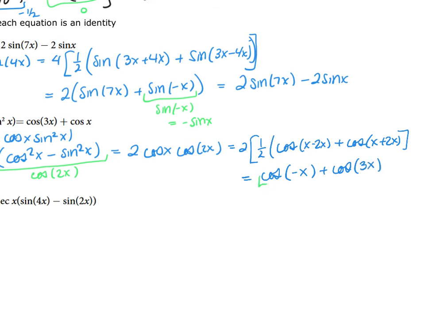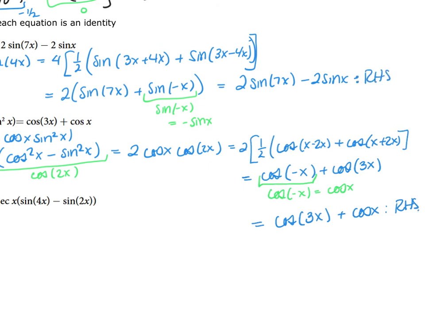Remember the fact that cosine is even, so the cosine of negative x does equal just the cosine of x. So then this is equal to, just rearranging them because they're both positive, the cosine of 3x plus the cosine of x, which gives me the right-hand side.